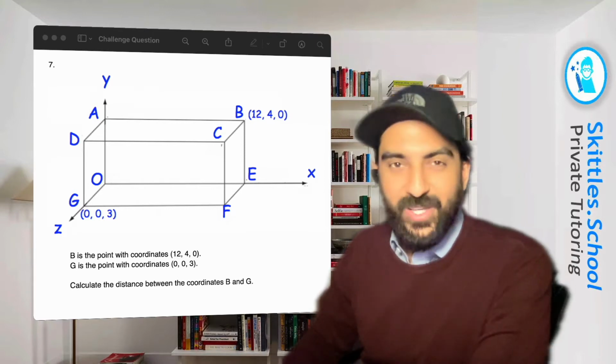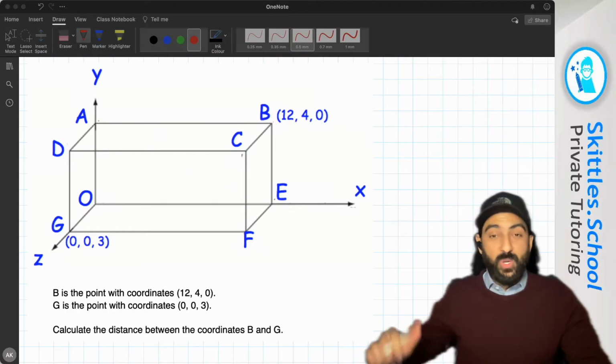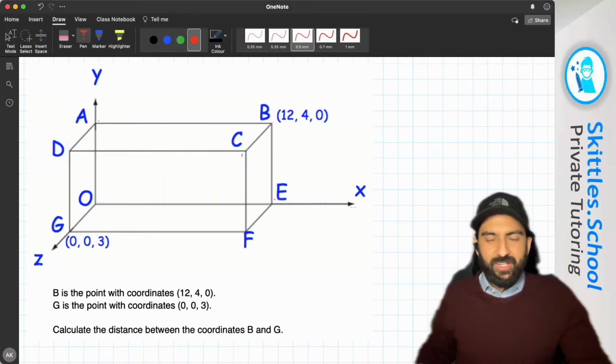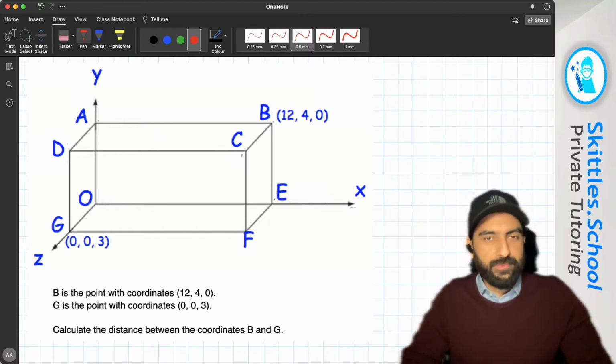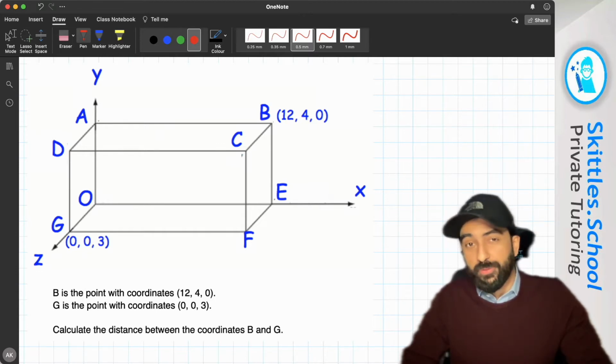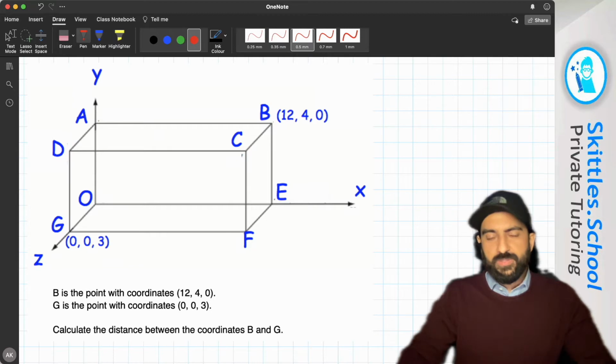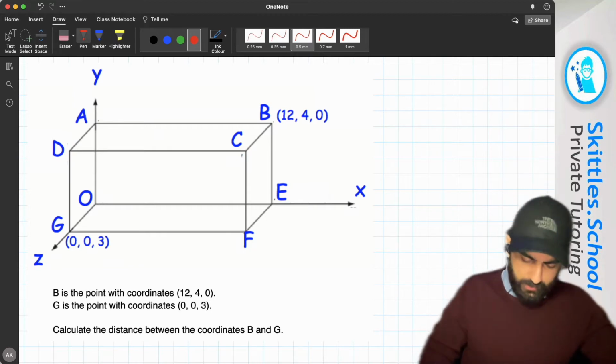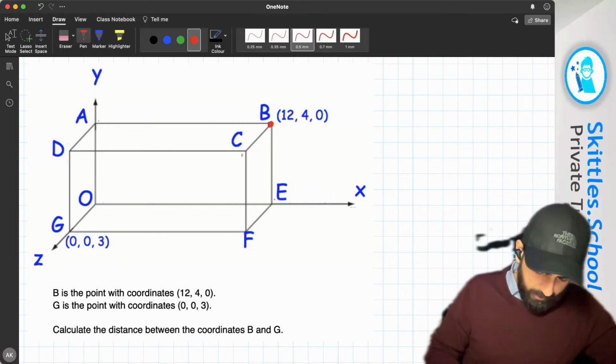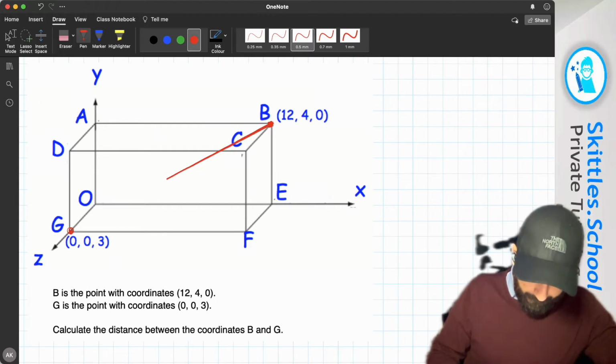Okay, let's take a look at this question then. So here's the question on our whiteboard. We've got this 3D shape, and it tells us the x, y, and z coordinates of point B and the x, y, and z coordinates of point G. And it asks us to calculate the distance between those. So, point B to point G, we need to work out this distance here.